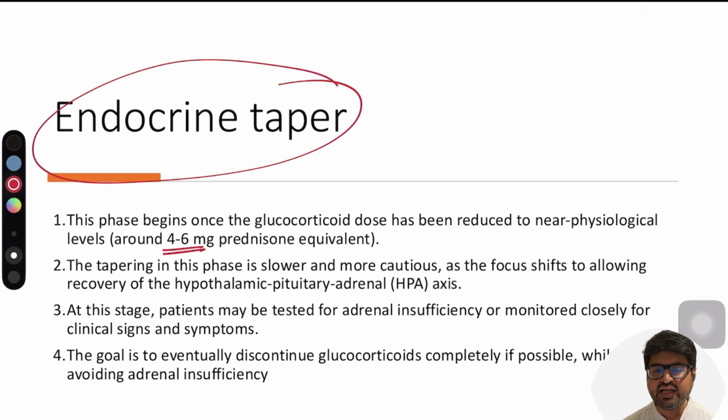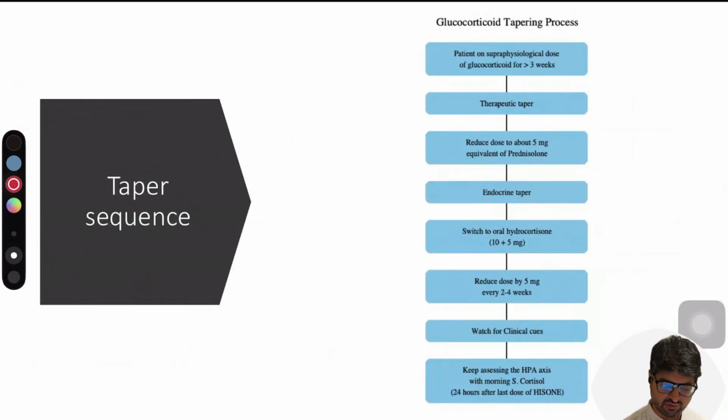This is where the tapering has to be done more slowly, more cautiously, and while assessing the HPA axis. Again, you need to look for signs of adrenal insufficiency. So the idea is to balance between giving steroids and looking at the recovery of the HPA axis, while at the same time looking at the signs and symptoms of adrenal insufficiency. You have to balance this out, and because endocrinologists are very keen at making a diagnosis of adrenal insufficiency or recognizing it very easily, that's why this should be done by endocrinologists themselves.